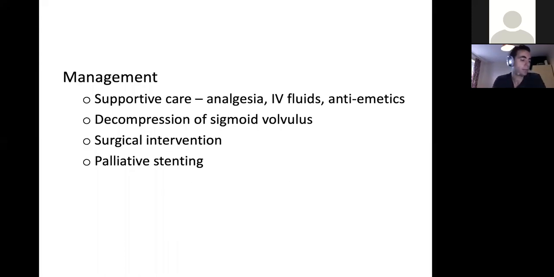So just to summarize briefly, when you're worried about small bowel obstruction, think about adhesions and previous surgery. When you think about large bowel obstruction, the first thing to think about is whether there's any bowel cancer.